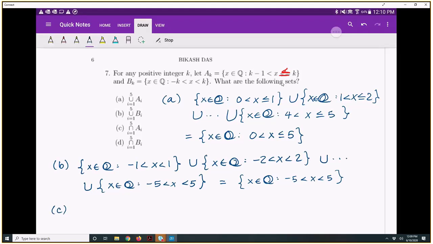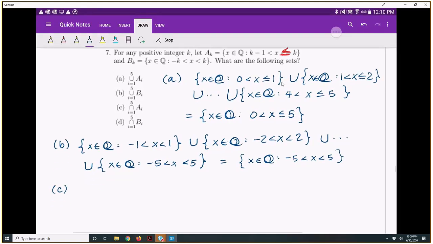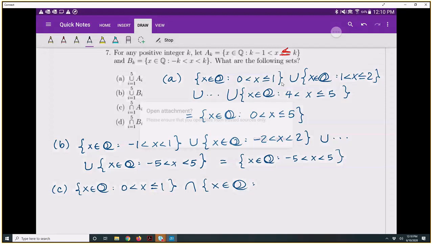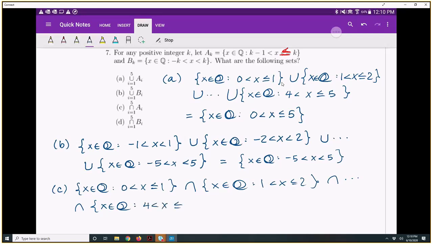Part C, we'll do the intersection for the A sub k's. So again, the same sets, the rational numbers such that 0 is less than x is less than or equal to 1, but now instead of union we're doing intersection, the rational numbers such that 1 is less than x is less than or equal to 2, and intersection dot dot dot intersection the rational numbers such that 4 is less than x is less than or equal to 5.